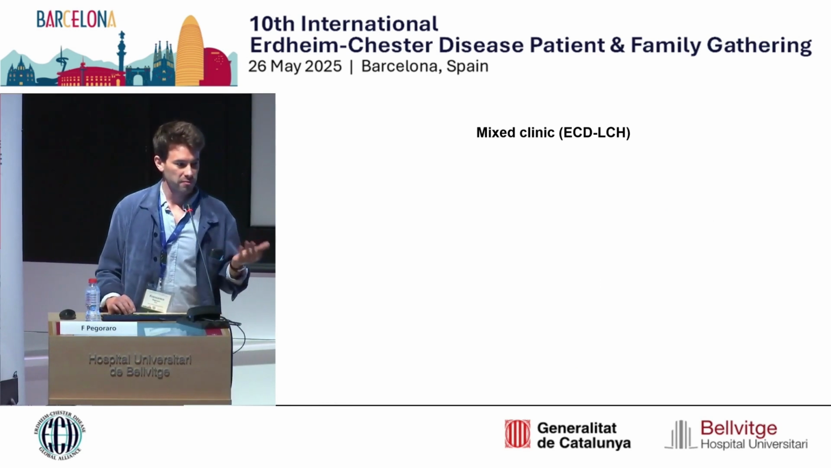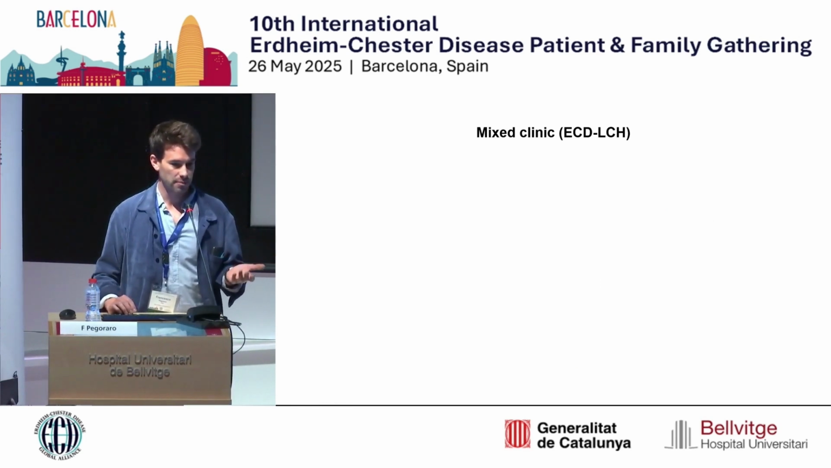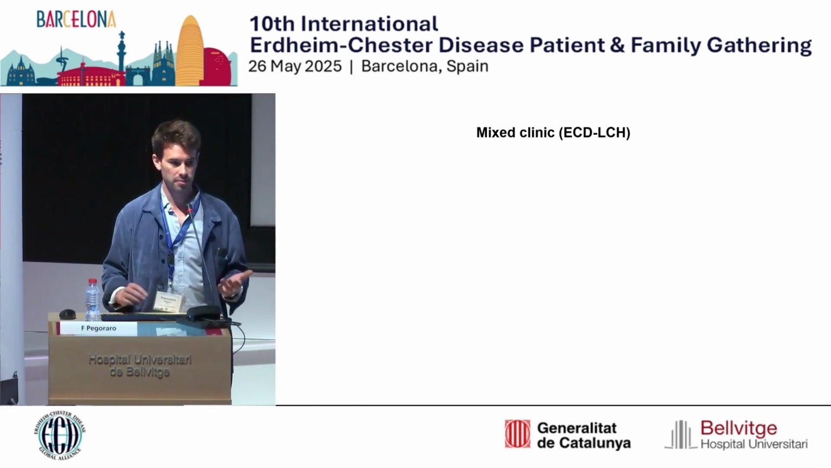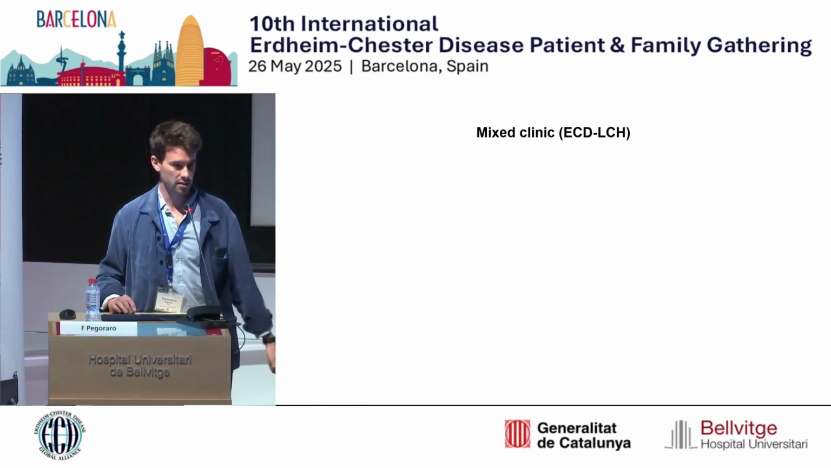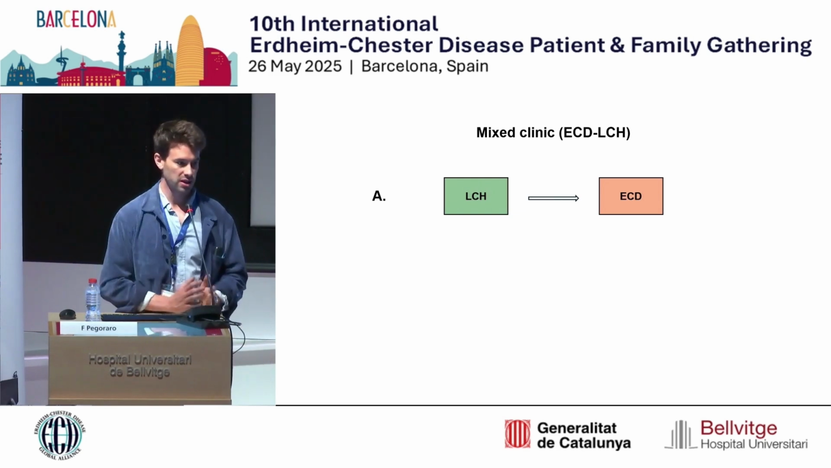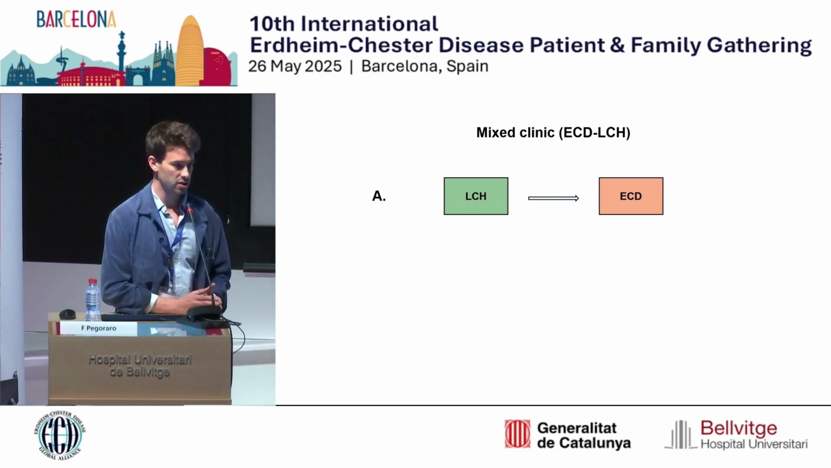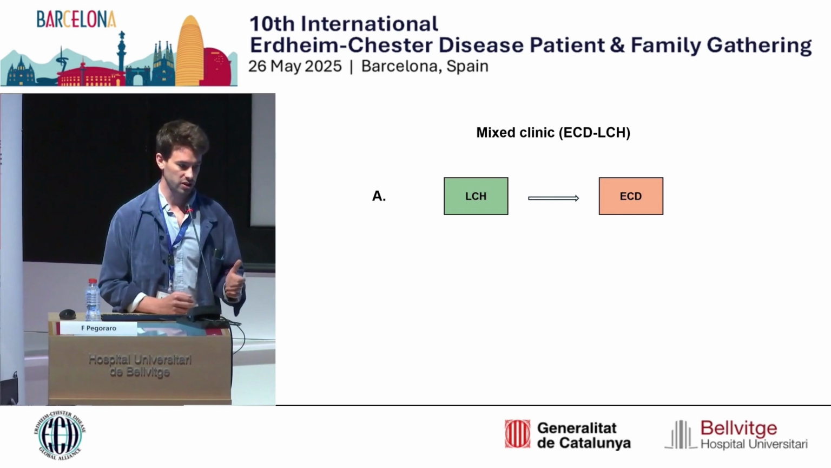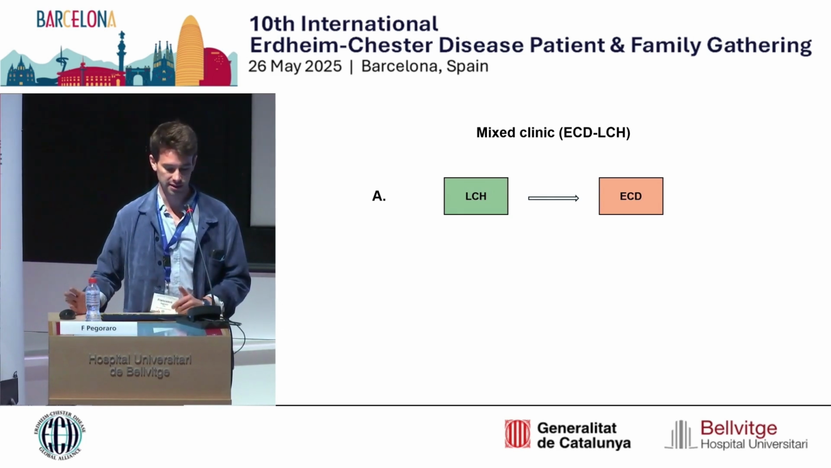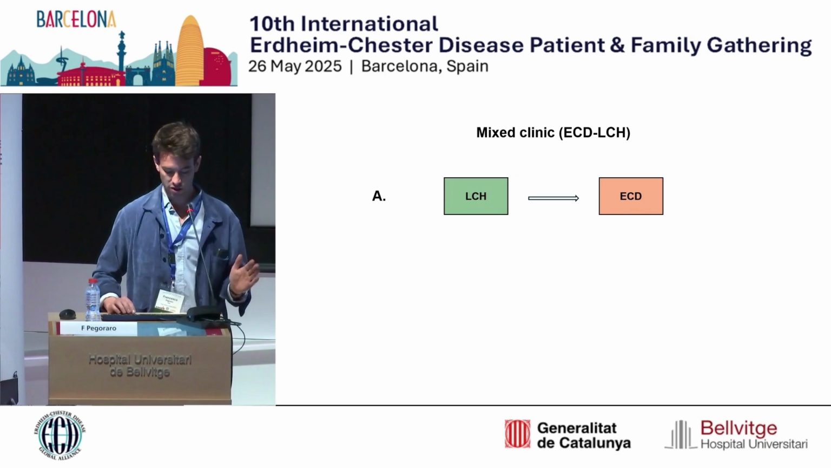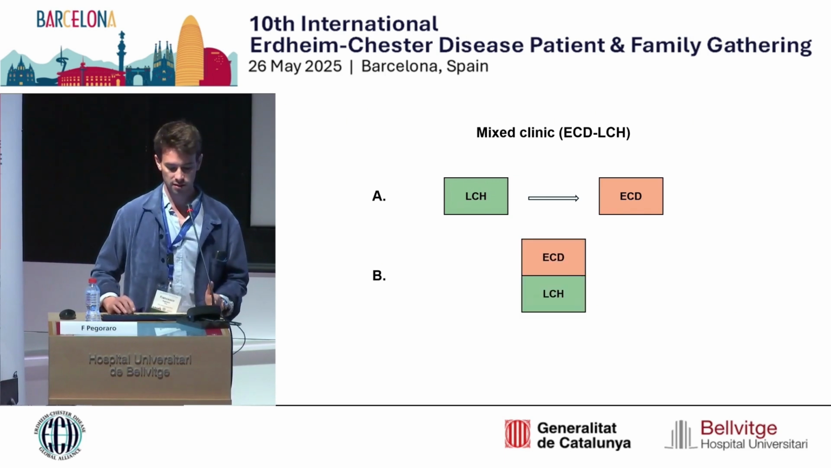But I'm speaking, I've told you about overlapping, but how can this overlap manifest? There are different ways. The most typical is a patient that already has LCH, maybe as a young adult or a child, and later in life, he might develop lesions that are clearly ECD. And that's the majority, around 50% of cases.